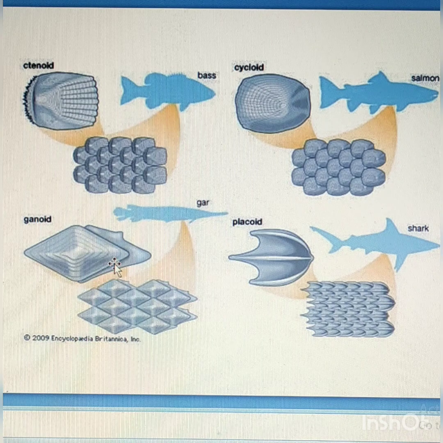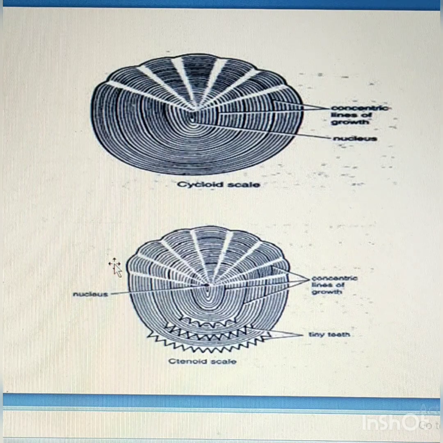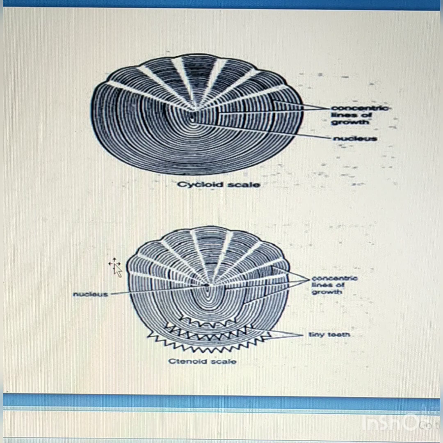So the scale is a small rigid plate that grows out of the skin of a fish. You can see there is a picture showing cycloid scale and ctenoid scale. The skin of most fishes is covered with protective scales which can provide effective camouflage through the use of reflection and coloration, as well as possible hydrodynamic advantages.